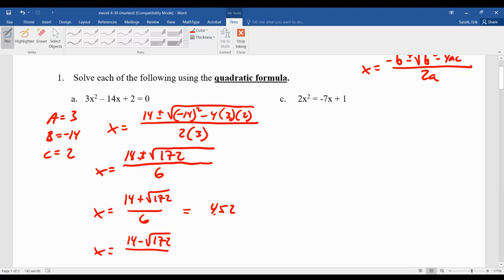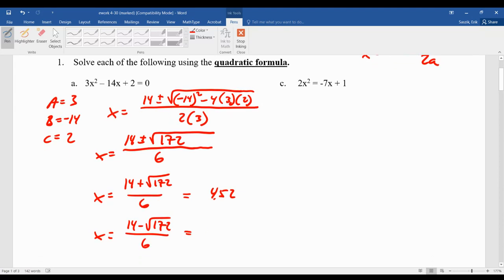But now you want to do the same thing with subtraction. Remember, we had this plus or minus, and here you're going to get 0.15. So those are our two x-intercepts. That's where the parabola would cross the x-axis if we were to graph this. Remember, these are actual coordinates. This is actually 0.15 comma 0. This is 4.52 comma 0.